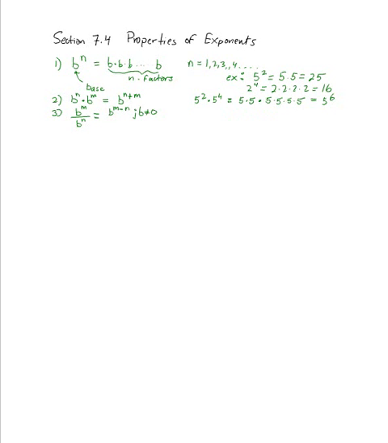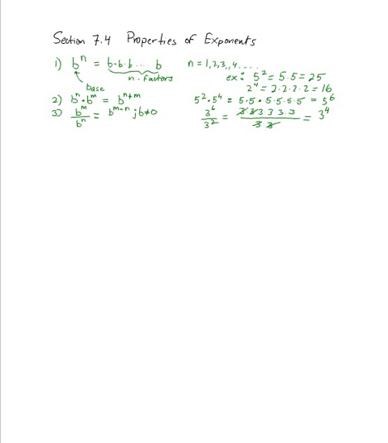Let's say I had 3 to the 6th over 3 squared. Well, 3 to the 6th would mean I got 6 3s up on top. And 3 squared would mean I got 2 3s here. And I can reduce. I can cancel a 3 with a 3, and then a 3 with a 3. And what am I left with? I'm left with 4 3s. That's 3 to the 4th. Okay? And 6 minus 2 does give me 4.